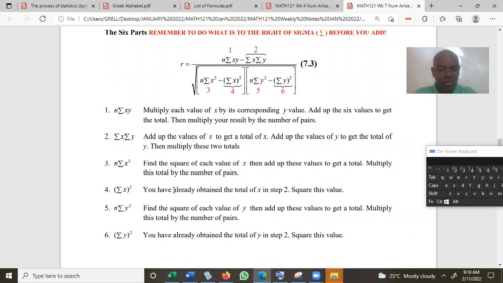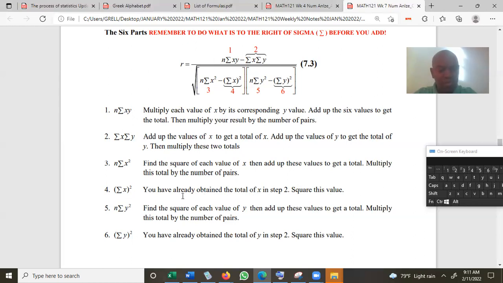It says you have already obtained the total of X in step 2, because whenever you see a bracket in math, always look inside of the bracket first. According to BEDMAS, brackets first. You look inside of the bracket first, you complete what's inside of the bracket first, then you do your exponent, and then you multiply, divide, add, or subtract. So we have to look inside of the bracket. Inside of the bracket, we have to add the x's, find the sum of x. That's why the instruction says you have already obtained the total of x in step 2.